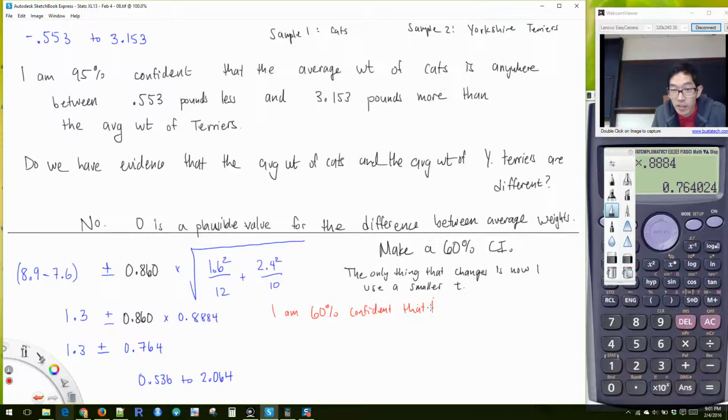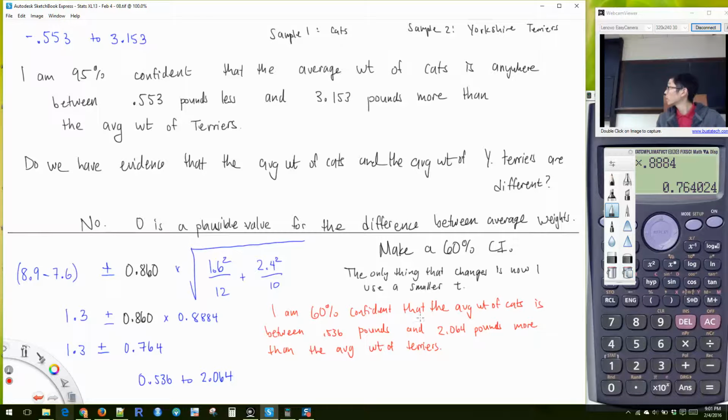that the average weight of cats is between 0.536 pounds and 2.064 pounds more than the average weight of terriers.